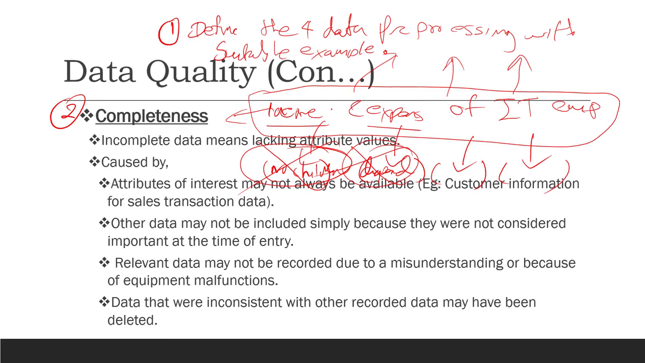So now we will look at what the possibilities are in your data. It can contain some incomplete data, right? The first thing: attributes of interest may not always be available, right? Attributes of interest may not always be available. So what are they telling here, right?